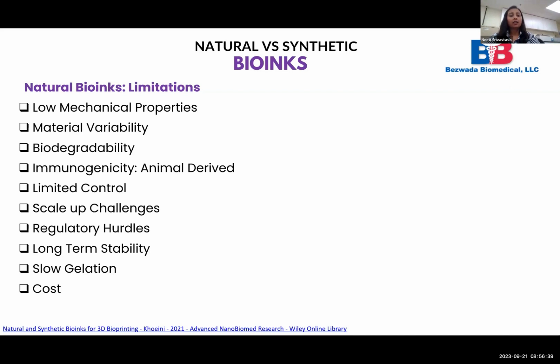And there are regulatory hurdles because they are derived from biological sources. They may face some complexity. And the next one is slow gelation. We cannot control the rate of reaction, which can be done with the synthetic inks. And the last and the important one, the production of high quality natural ink can be very expensive due to the need of specific source materials and the complex processing steps involved.